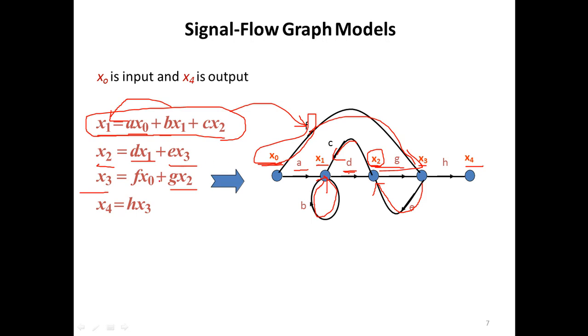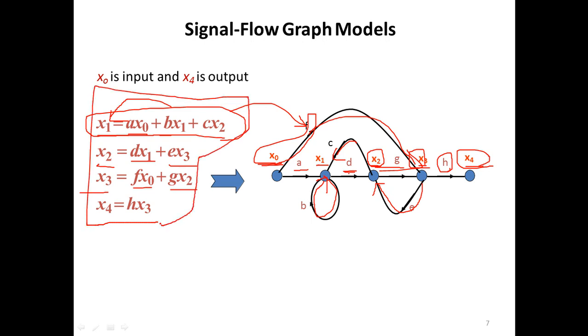So you can see this over here, and the total X4 will be nothing but X3 multiplied by H. So you can reduce this equation, or you can draw this signal flow diagram using this equation, or you can write the equation from the signal flow graph diagram. This is totally up to you.